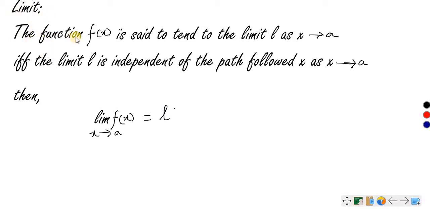It can be defined as: the function f of x is said to tend to the limit L as x tends to a if and only if the limit L is independent of the path followed by x as x tends to a. Then we can write mathematically, limit of f of x as x tends to a is equal to some value L. Let us try to understand this definition of the limit with the help of an example.